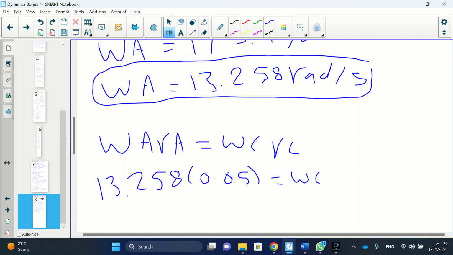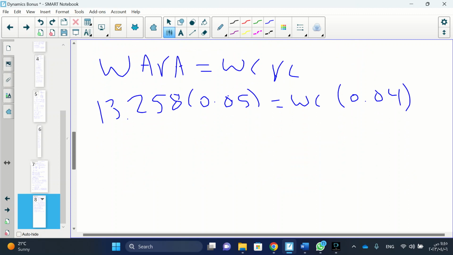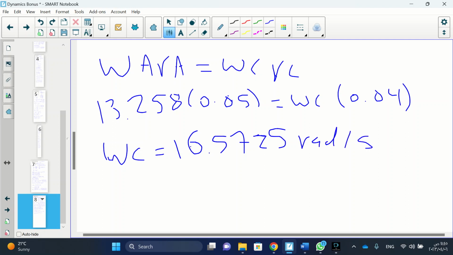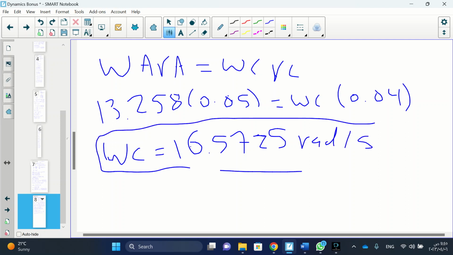RC was 0.04. So omega C will be, with simple calculations, 16.5725. Okay, so this is omega C, rad per second. Don't forget the unit.